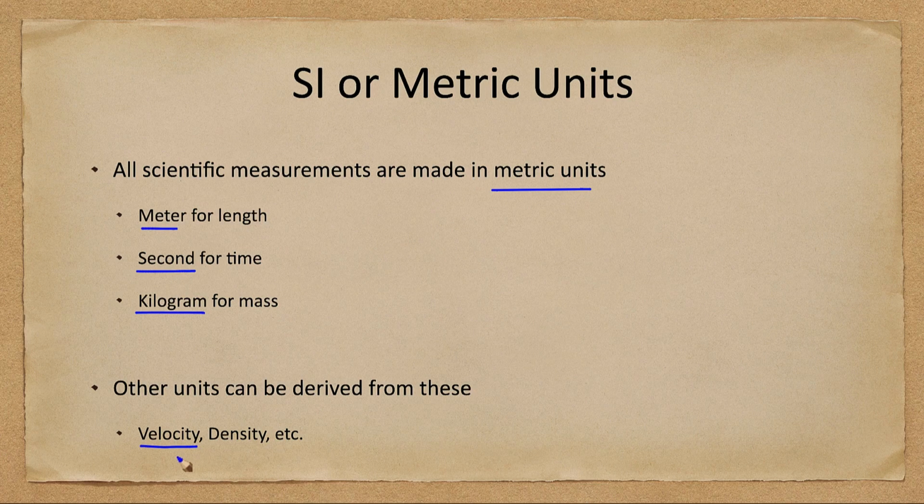So like velocities can be given in meters per second. So we're using two different ones of these. It's a length divided by a time. Density can be given in kilograms per cubic meter. Density is a mass, kilogram, divided by a volume. Well, a volume is the meter, but to the third power. So such as the volume of a cube is the length times the width times the height. That would give you a third power, or meters cubed.